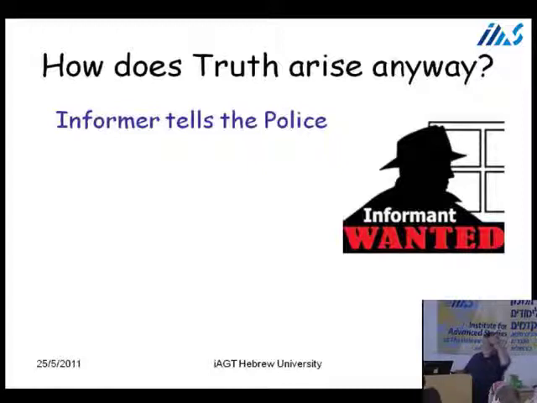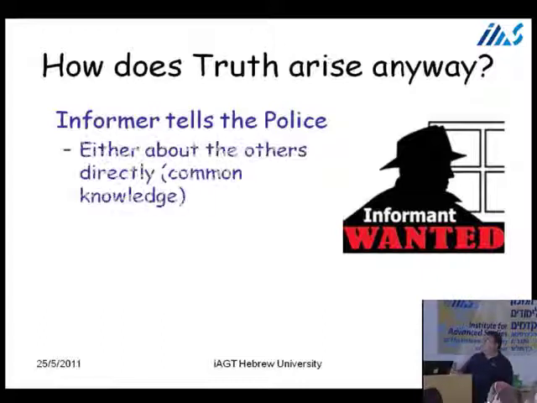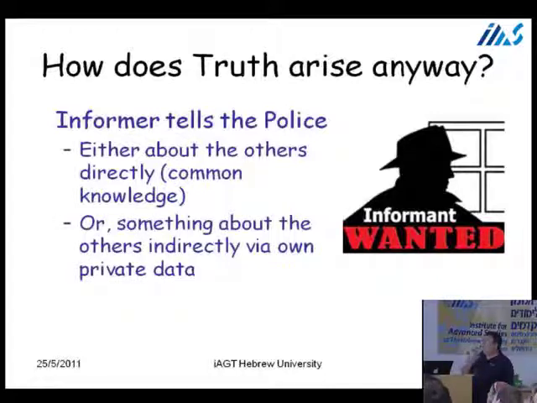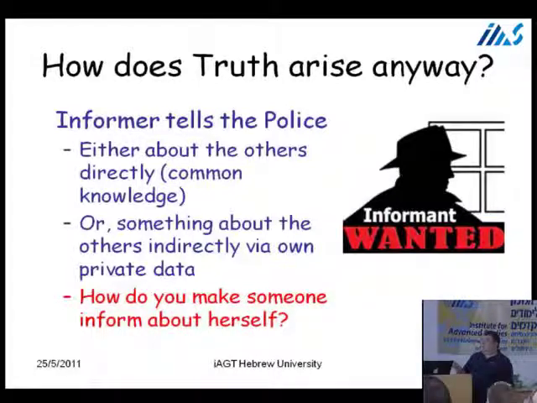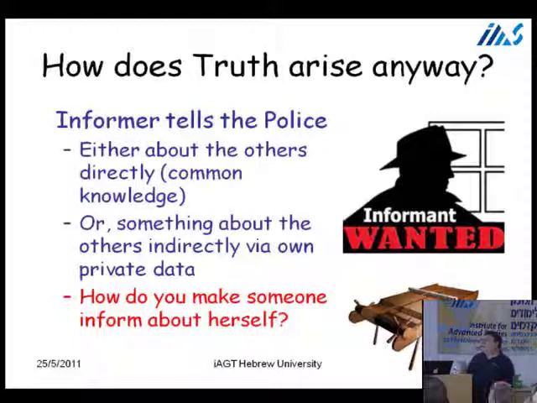Okay, so let's talk about truth. How does truth arise anyway? One possibility is that the informer tells the police, or the mechanism. And of course, one possibility is that this is via common knowledge. I happen to know what you have in your briefcase, and so I tell the police, and that's fine. It's common knowledge. Or something indirectly, because I'm telling you something about myself for whatever reason. Somehow the mechanism induces me to do so, and therefore you learn something about others, perhaps. But what happens if you're alone? How do you make somebody inform about herself?